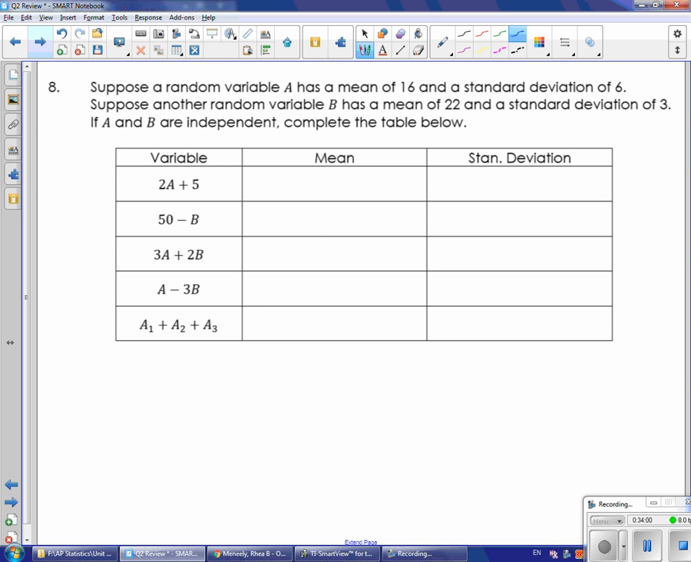So we're told that a random variable A, and I like to have a little table. So I'm going to have my random variable A and my random variable B.